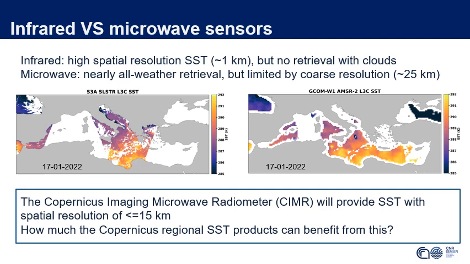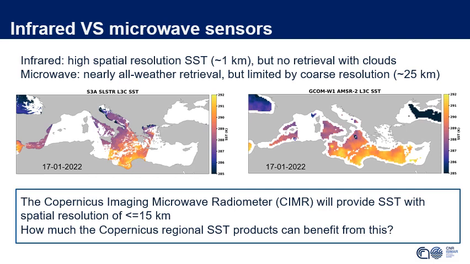Microwave sensors, on the other side, are able to retrieve SST even in presence of non-precipitating clouds, although the spatial resolution is coarse. The figures show a comparison between two daily SST maps derived from an infrared sensor on the left, SLSTR, and a microwave one on the right, AMSR2.